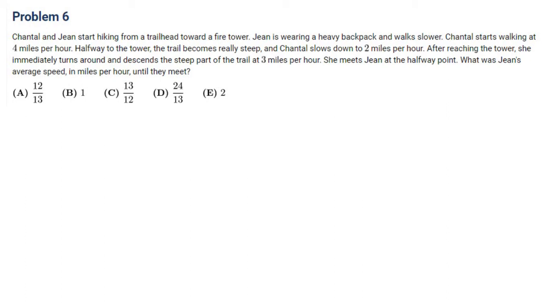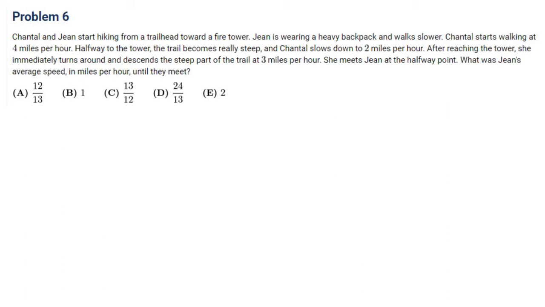Jean is wearing a heavy backpack and walks slower. Chantal starts walking at 4 miles per hour. Halfway to the tower, the trail becomes really steep, and Chantal slows down to 2 miles per hour. After reaching the tower, she immediately turns around and descends the steep part of the trail at 3 miles per hour. She meets Jean at the halfway point. What was Jean's average speed in miles per hour until they meet?